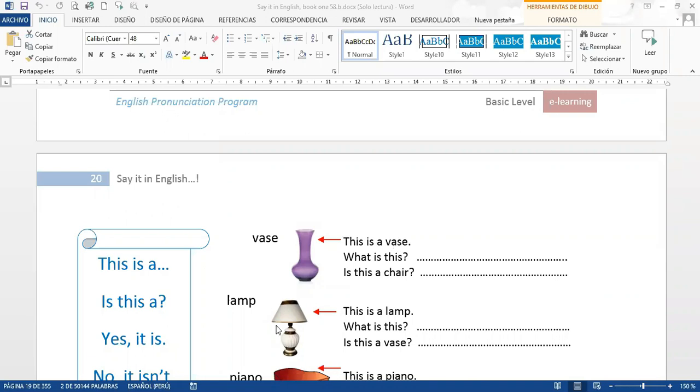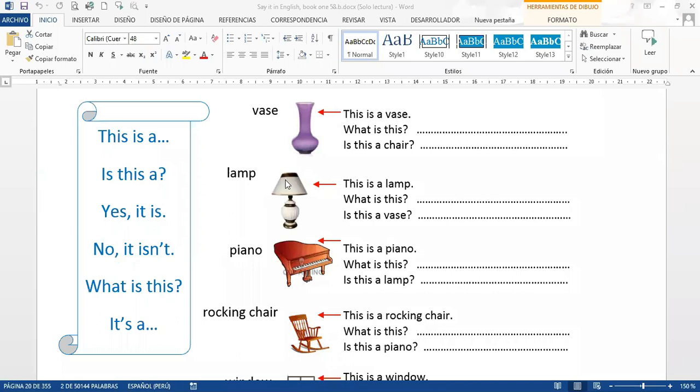This is a lamp. What is this? The answer is, it's a lamp. Is this a vase? No, it isn't. It's a lamp. This is a piano. What is this? It's a piano. Is this a lamp? No, it isn't. It's a piano.